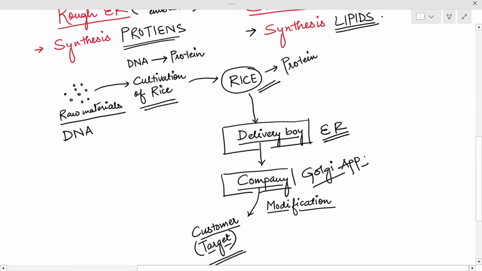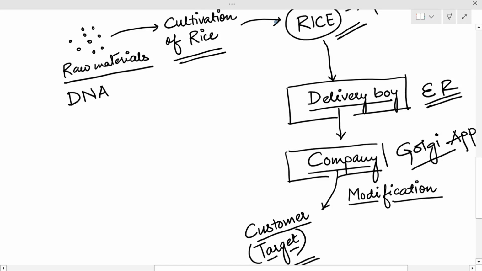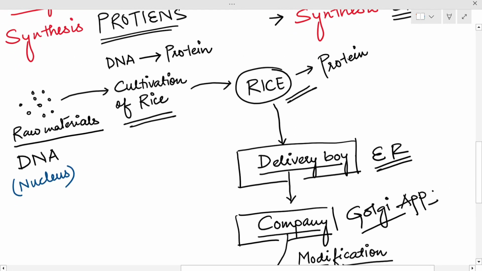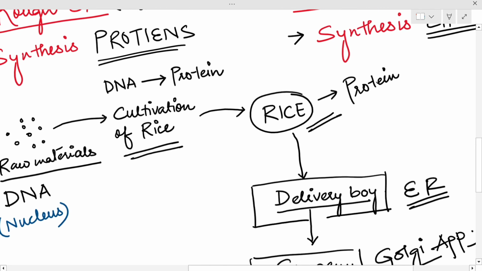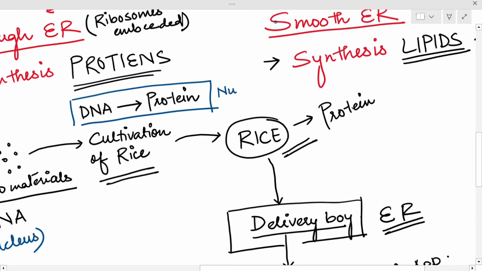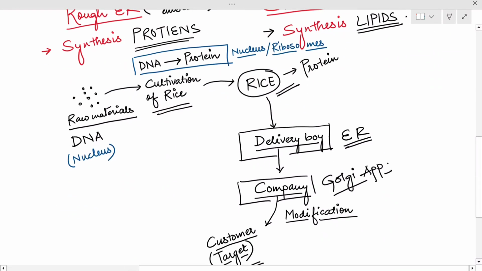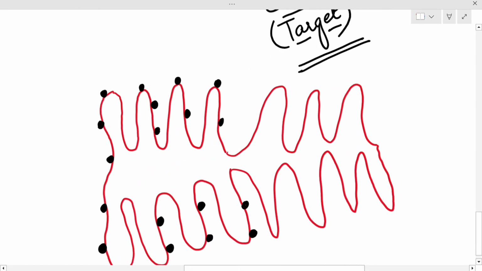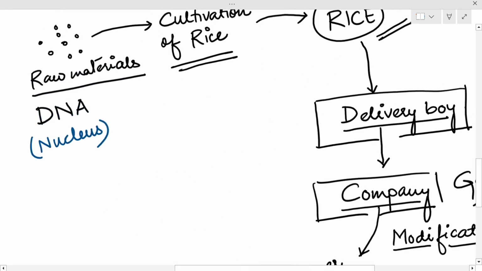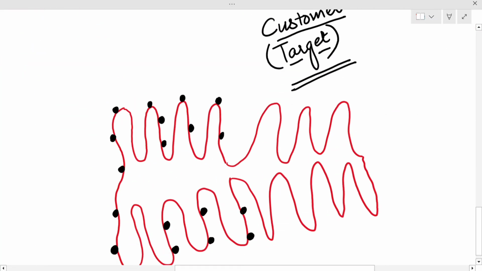Now, generally, this DNA is present in the nucleus, okay, and this DNA to protein formation takes place in two places. One is in the nucleus and the other is in the ribosomes. Okay, fine. So nucleus we will be discussing in another video. Okay, we will discuss in detail. Here, just listen. So we got to know that protein synthesis takes place in the ribosome.